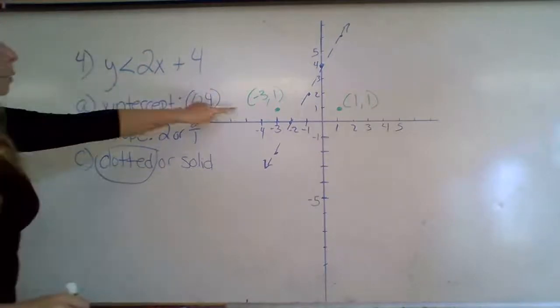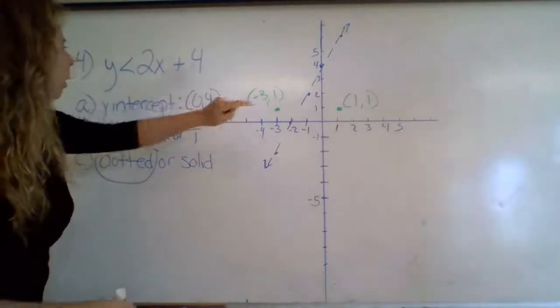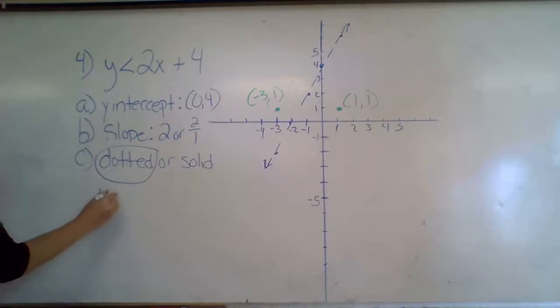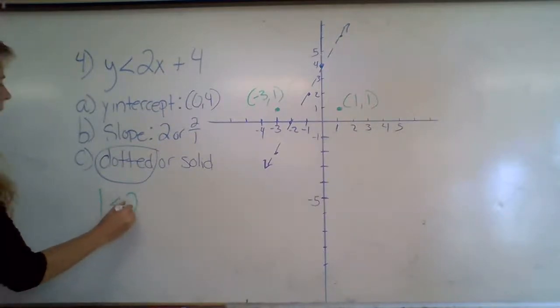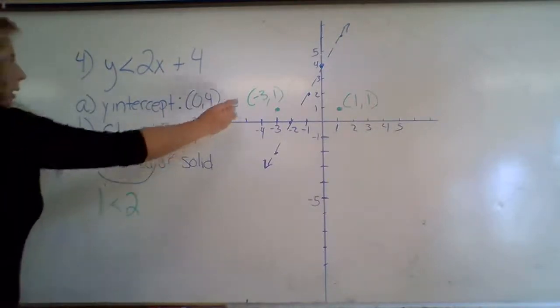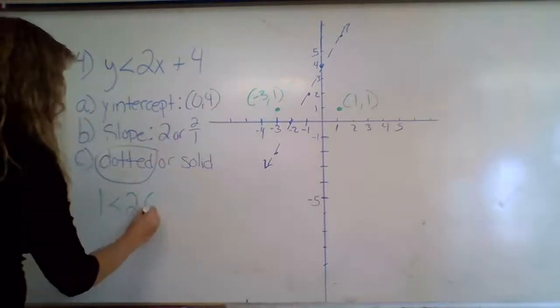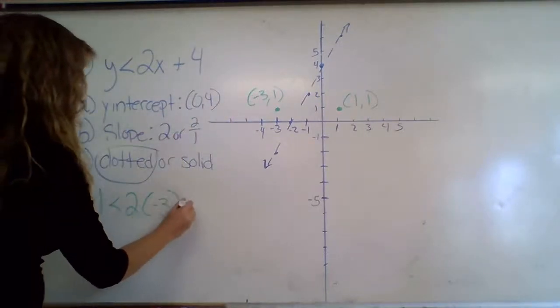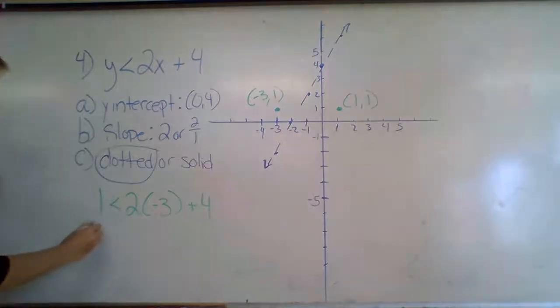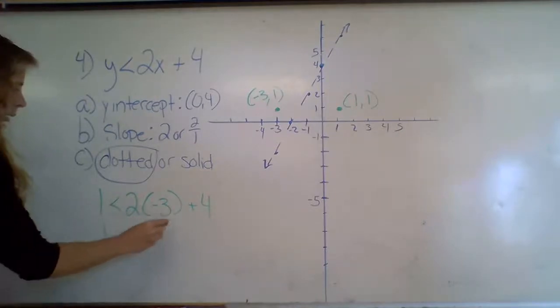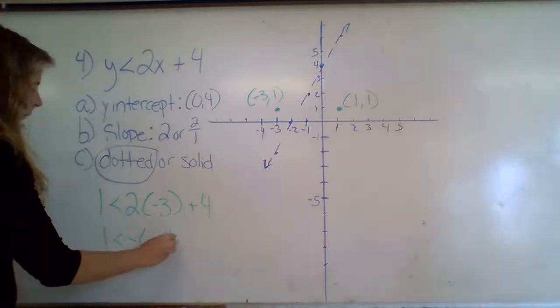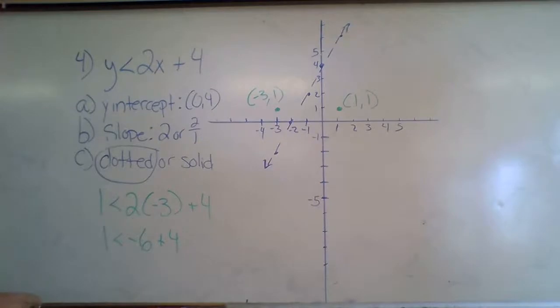Okay. So which point works in your inequality? So I'll start with this one. So y is 1. So 1 is less than 2 times x. X is -3 plus 4. 2 times -3 is -6 plus 4. Are you with me? Okay, yeah.